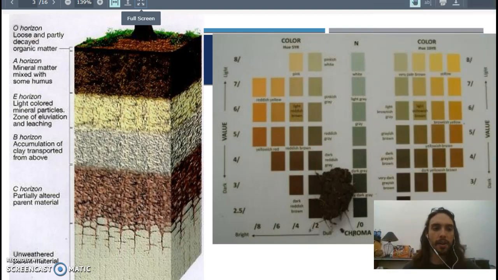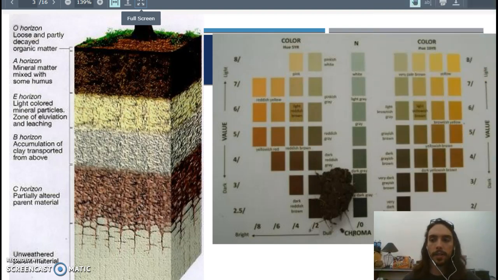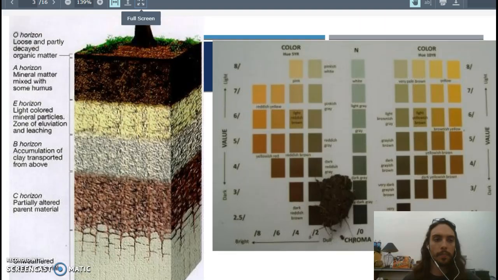So as I move my head around here, this is the horizonation. At the top, we've got the O horizon. This is just the top of the soil. It's loose and partly decayed organic matter, like the stuff that's falling off of trees, the dead plant matter, and the poop that animals let loose. Then we've got the A horizon. That's going to be that humic layer mostly. You see that humic layer in the A horizon and the O horizon, and that's just the organic layer.